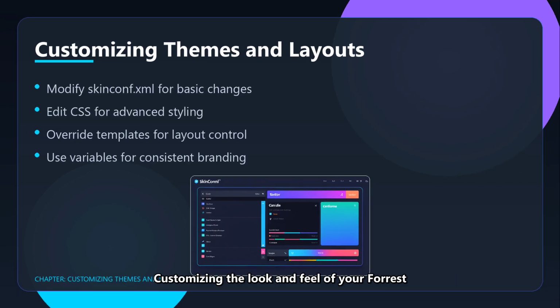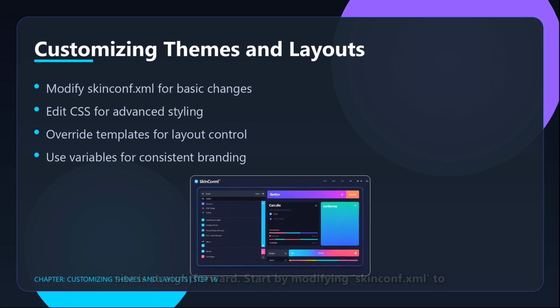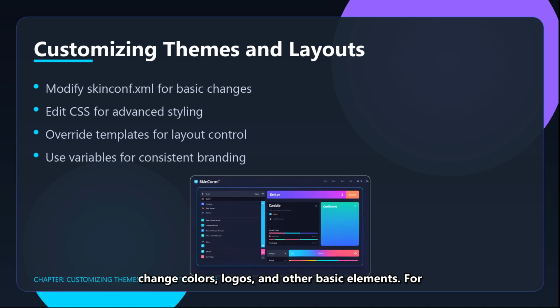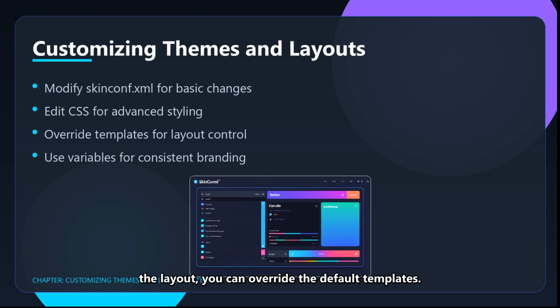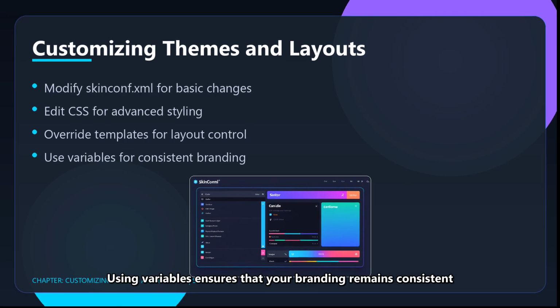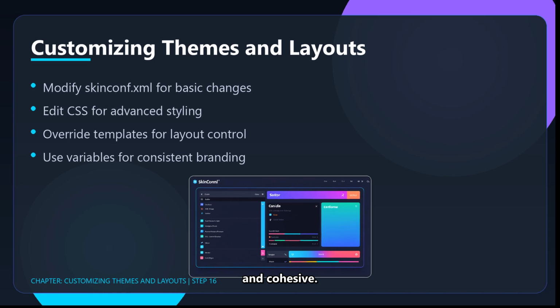Customizing the look and feel of your Forrest site is straightforward. Start by modifying schemas.xml to change colors, logos, and other basic elements. For more advanced styling, you can edit the CSS files directly. If you need full control over the layout, you can override the default templates. Using variables ensures that your branding remains consistent across all pages, making your documentation look professional and cohesive.